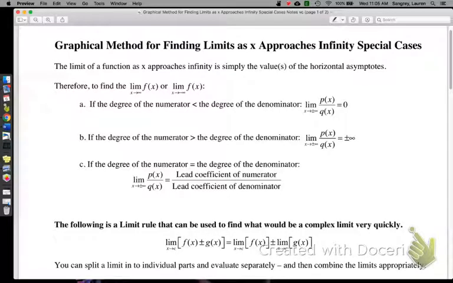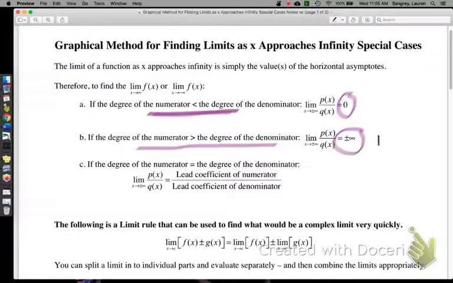Okay, we're going to be looking at finding limits as x approaches infinity with some special cases. So just a quick review: if the degree of the numerator is less than the degree of the denominator, your limit will be 0. If the degree of the numerator is bigger than the degree of the denominator, your final answer will either be positive or negative infinity. This is the one where technically your answer does not exist, but we go a step further. And if the degree of the numerator equals the degree of the denominator, we use the lead coefficients.